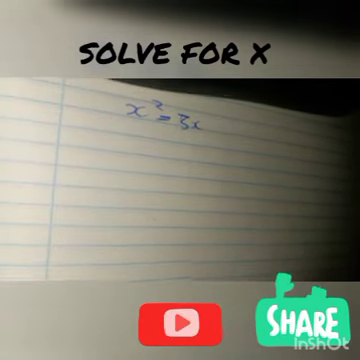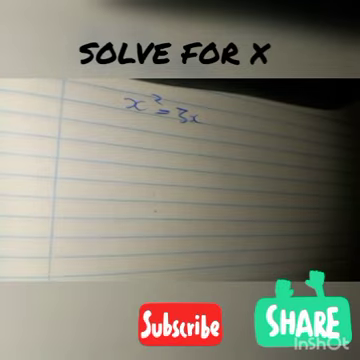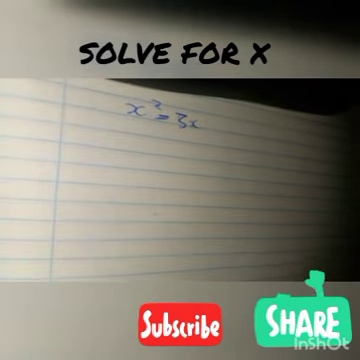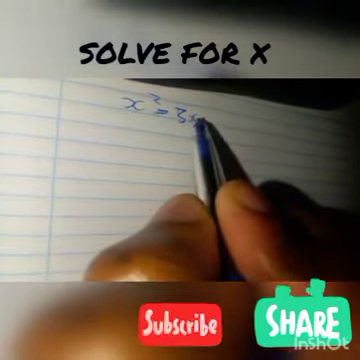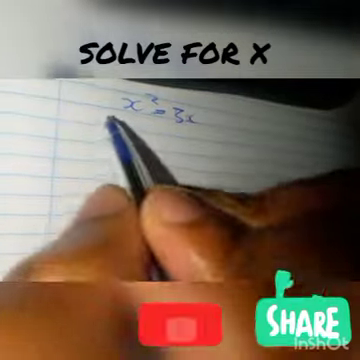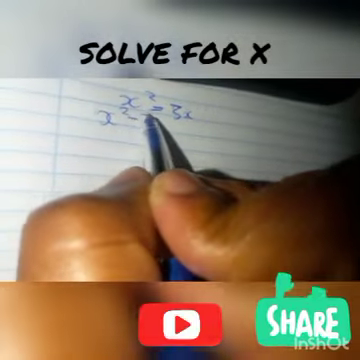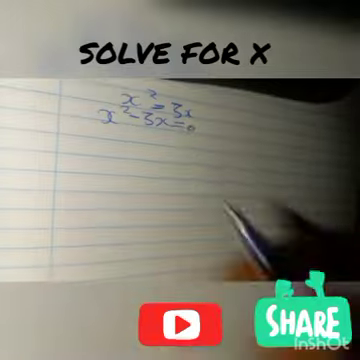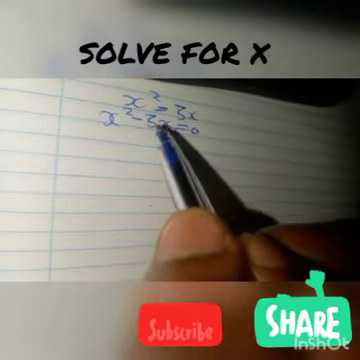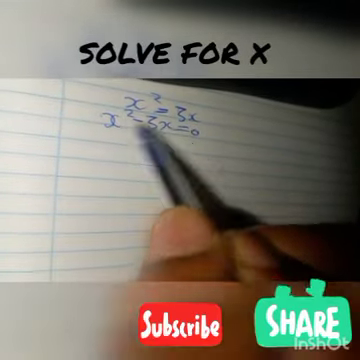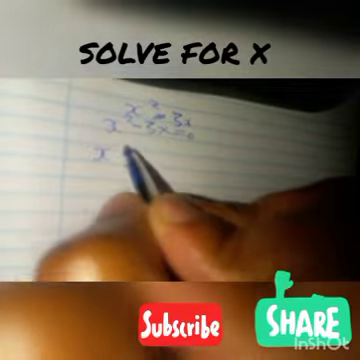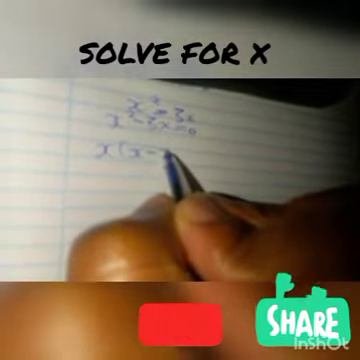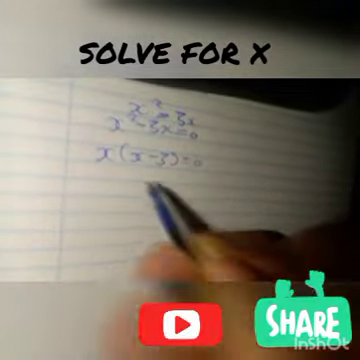In this equation, we have x squared is equal to 3x. So how do we solve this equation? First, we need to move this one to the other side. x squared minus 3x is equal to 0. If you can see from the equation, we have a common factor x. Then we take the common factor out, left with x minus 3 is equal to 0.